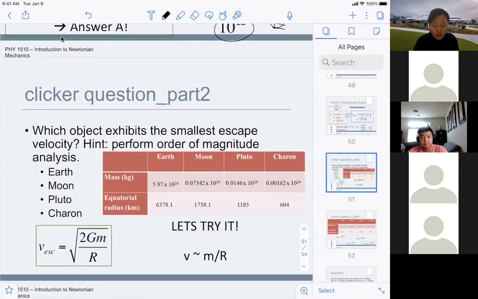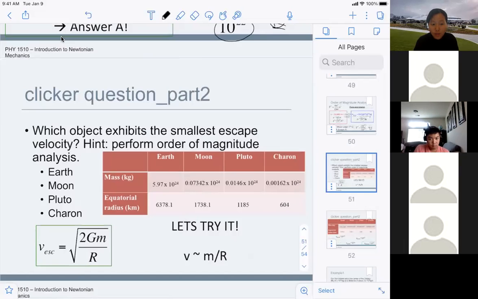The second question is very similar. We are also still going to do the order of magnitude analysis. And in this case, we're looking at the escape velocity. So escape velocity, remember what is escape velocity?